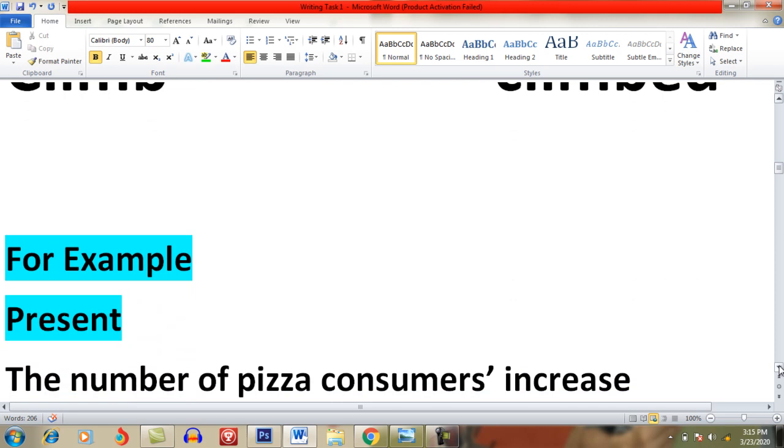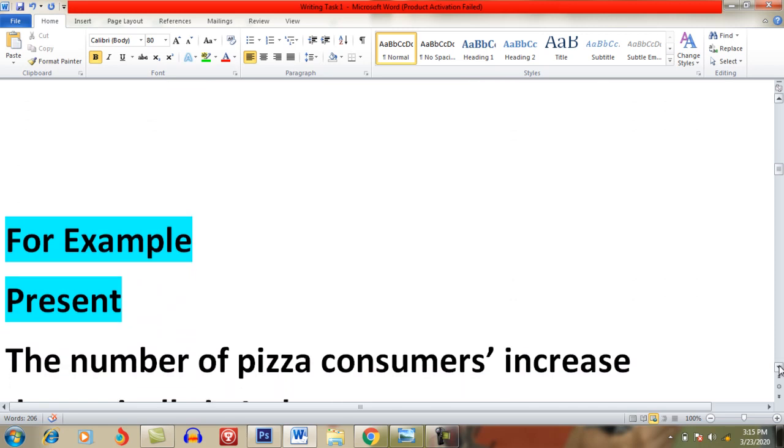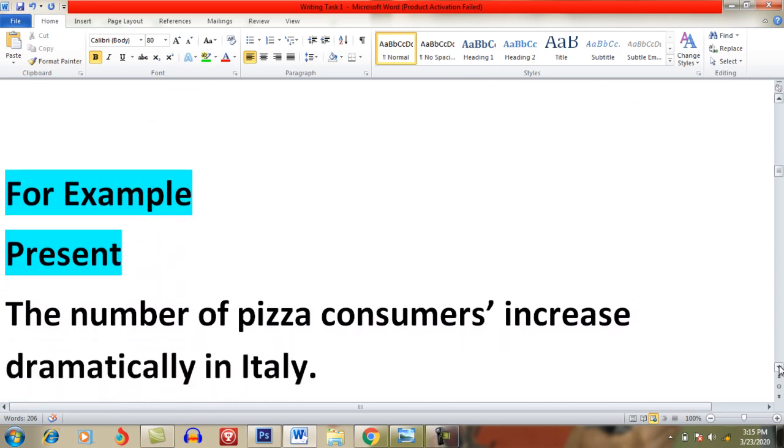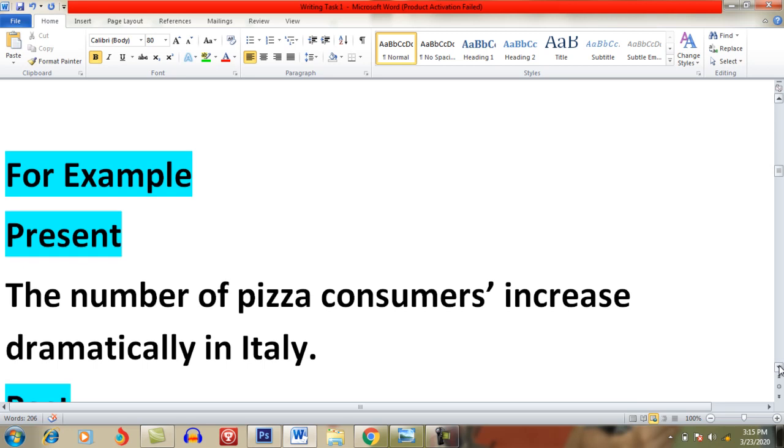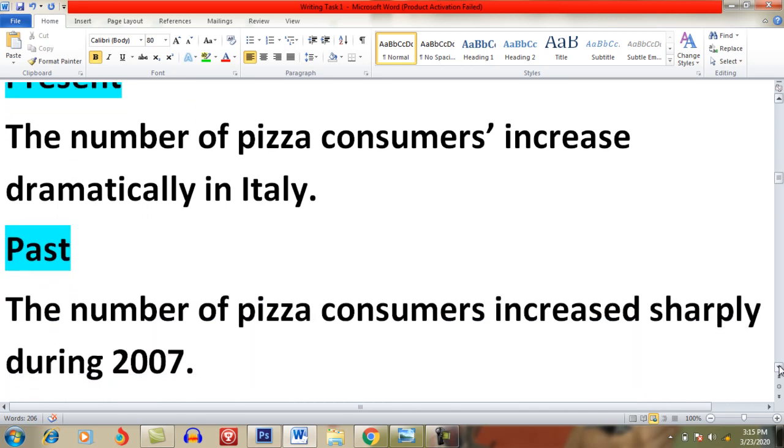Now how will you use these words in your own sentences? For example, you want to discuss an increase in present tense. You can use it like this: the number of pizza consumers increases dramatically in Italy. You can use this in your own way, but I'm just suggesting how you can use these words in present as well as in past. So for past you can use these words like this: the number of pizza consumers increased sharply during 2007.